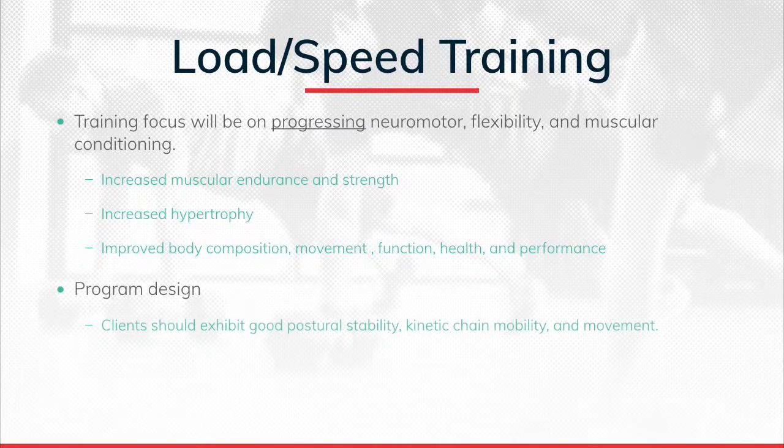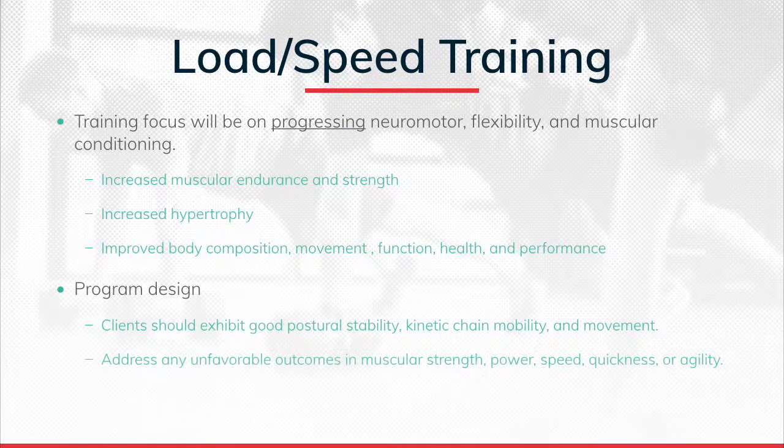When you're designing the programs for your individuals in this phase, your clients should be able to exhibit good posture, good, strong foundation, strong kinetic chain mobility, and movement through these patterns. Be able to address any unfavorable outcomes with muscle strength, power when we're talking about speed, agility. So this could be something like accelerating or decelerating, right? You want to be able to note any of these outcomes so you can change, alter, progress them.